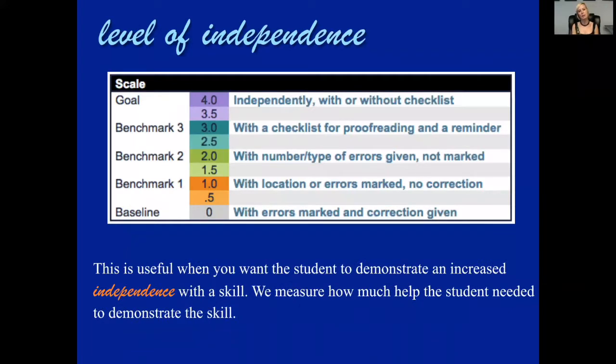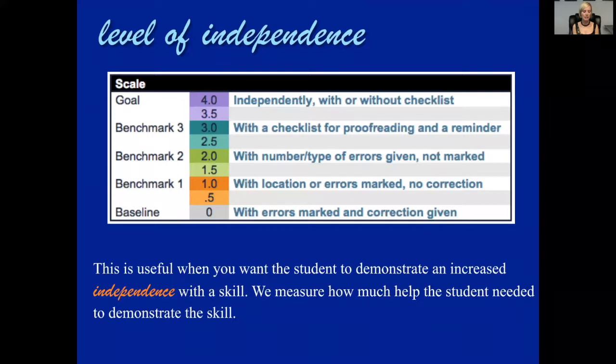Level of independence is one of the most useful and least used measures of progress. It is useful when we want to see increased independence with a skill, and we measure how much help the student needed to demonstrate it. There are a number of things I want to say about level of independence. One of the ways it is used is to show a decrease in the number of prompts needed.